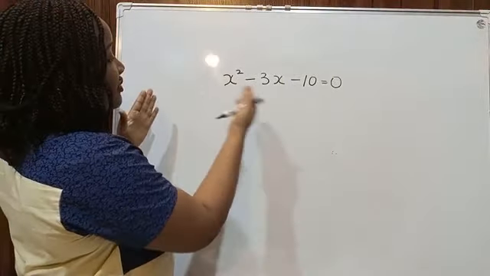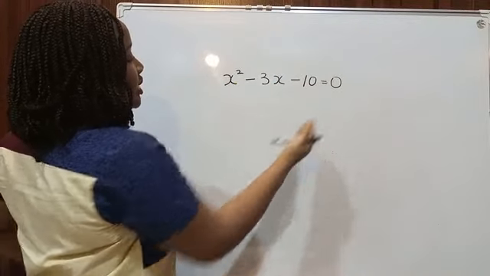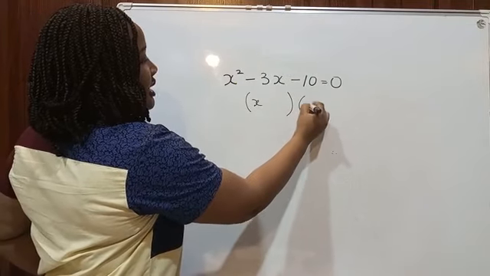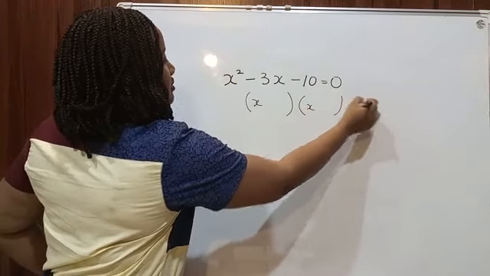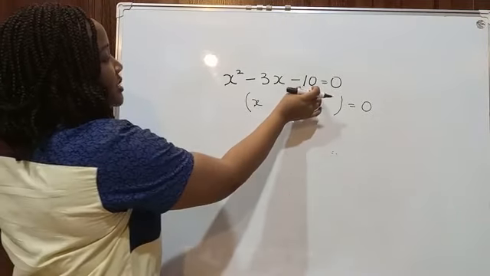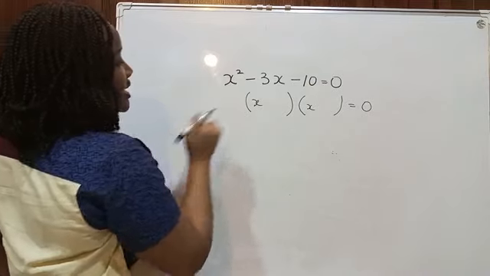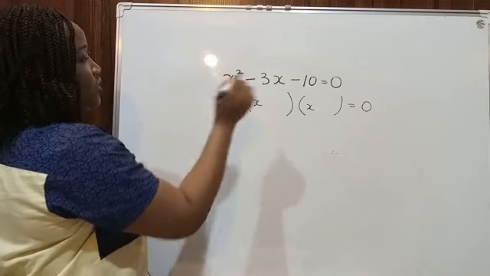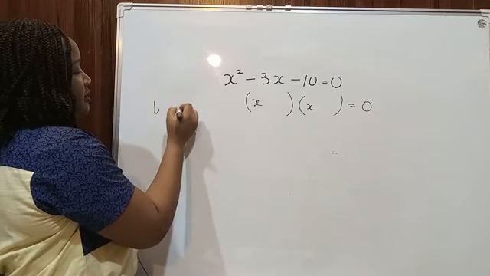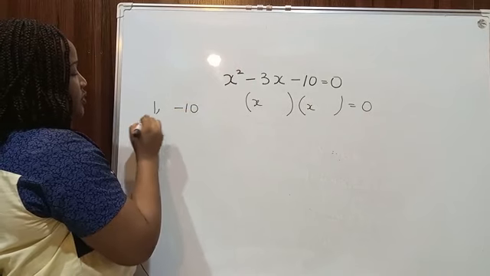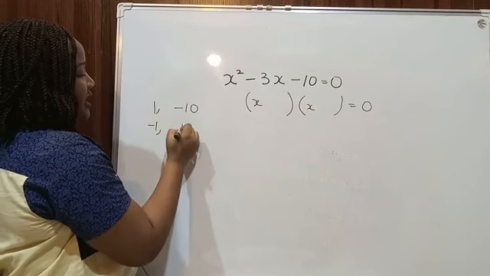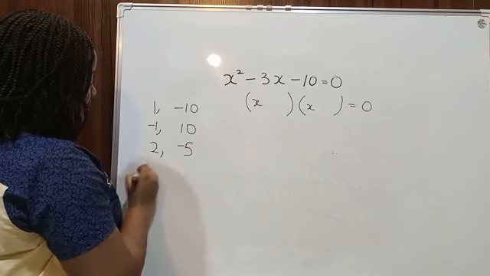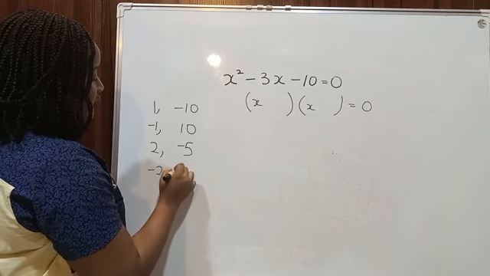Now let's look at this equation: x squared minus 3x minus 10 equals 0. We have x and x in the brackets. You look for two numbers that will multiply to give you minus 10 and add to give you minus 3. So we start with 1 and minus 10, minus 1 and 10, 2 and minus 5, and minus 2 and 5.